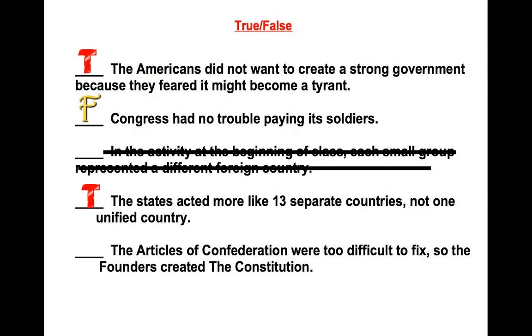The Articles of Confederation were too difficult to fix, so the founders created the Constitution. That is actually true. And in the coming week or so, we're going to explore that even further. I hope you got most of this down in your interactive notebook. If you have any questions, let me know.